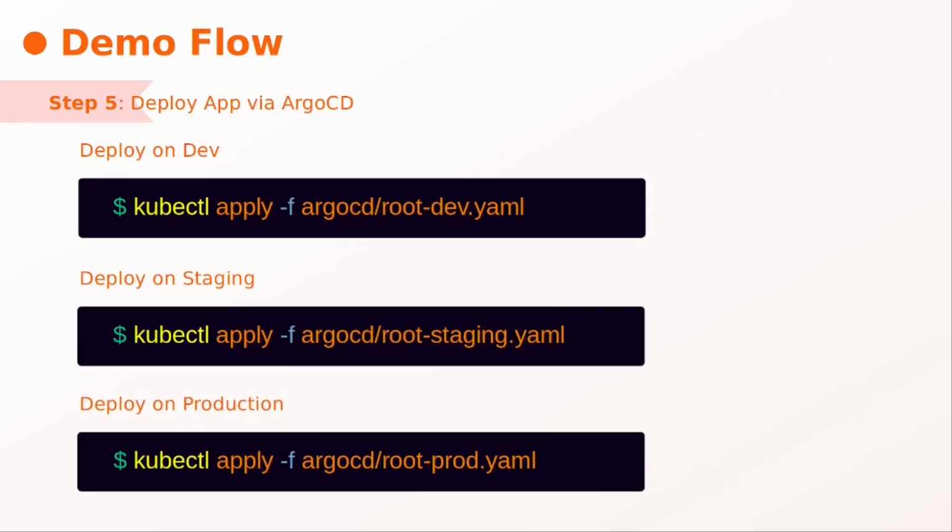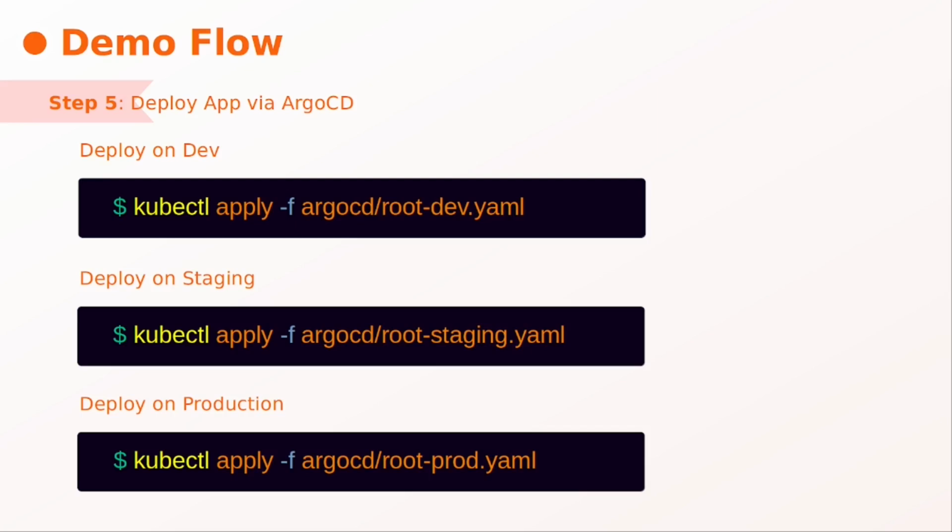Step 5. Deploy applications. Now it's time to deploy applications using the GitOps approach. Instead of deploying each environment manually, you apply a root application for each environment. This root application will automatically create and manage its own child applications. Once applied, ArgoCD will read the configurations from your Git repository, discover environment-specific applications, and automatically deploy them to the correct namespace.